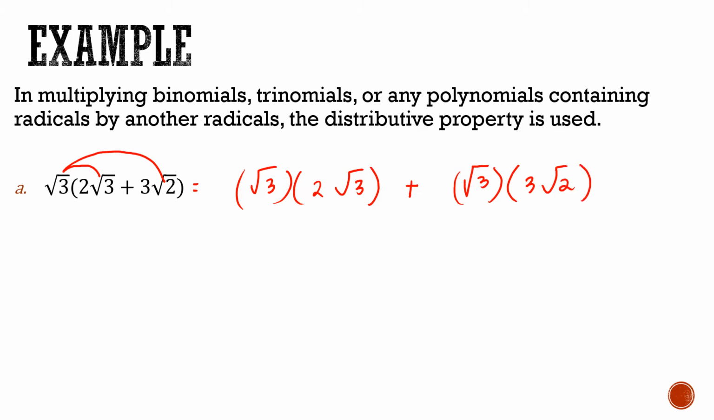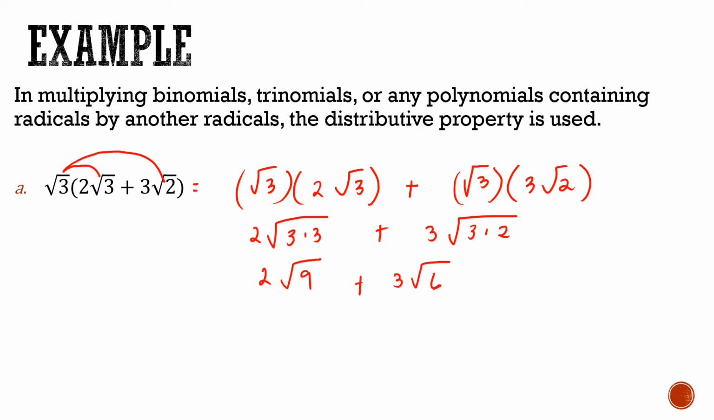So let's simplify one by one. This becomes 2 square root of 3 times 3, plus 3 square root of 3 times 2. Simplify the numbers inside the radical sign. We get 2 square root of 9, plus 3 square root of 6. Get the square root of 9, which is 3, and multiply it by the number outside the radical sign. So we get 2 times 3 plus 3 square root of 6.